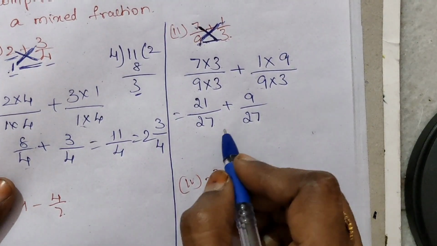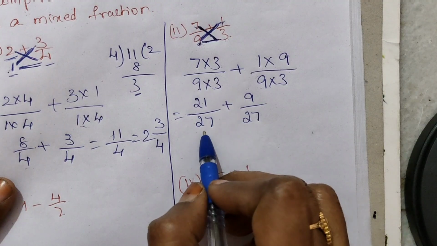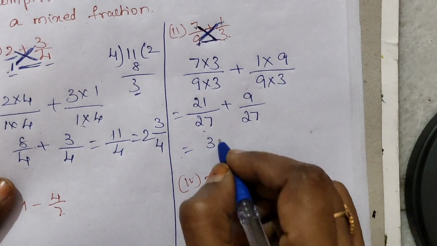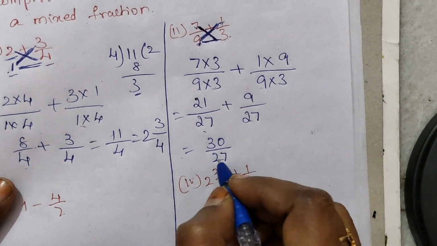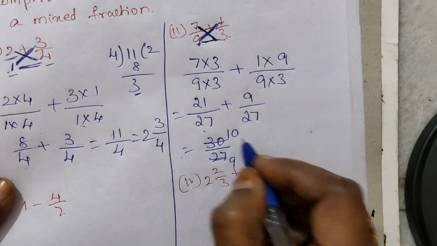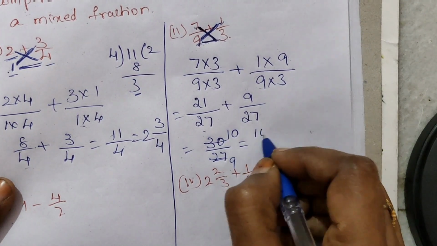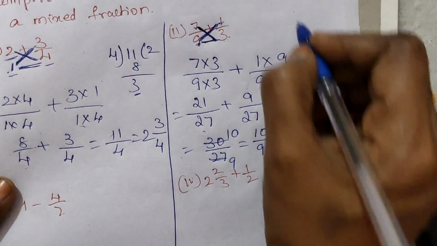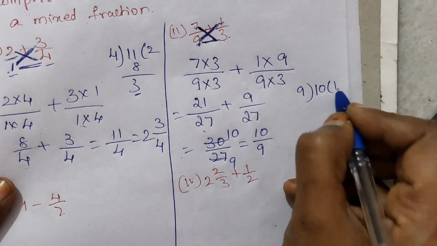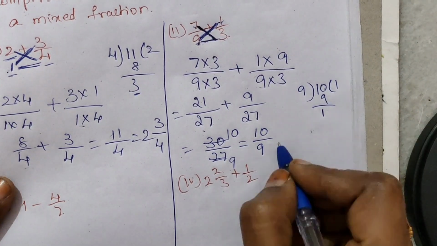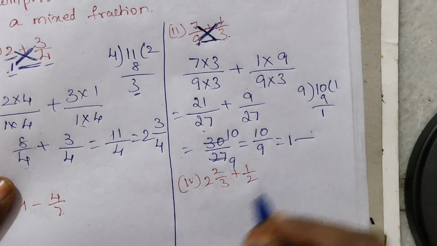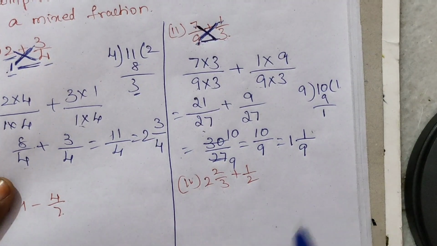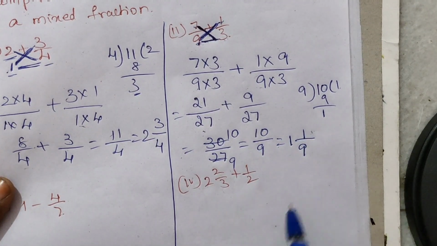So now they are like fractions, so we can add the numerators directly. 21 plus 9, how much? 30. 30 by 27. I'll cancel this: 3 9s are 27, 3 10s are 30. So 10 by 9. Here they are asking to convert into a mixed fraction. Division: 9 ones are 9, 10 minus 9, 1. So the mixed fraction of 10 by 9 is 1 and 1 by 9.